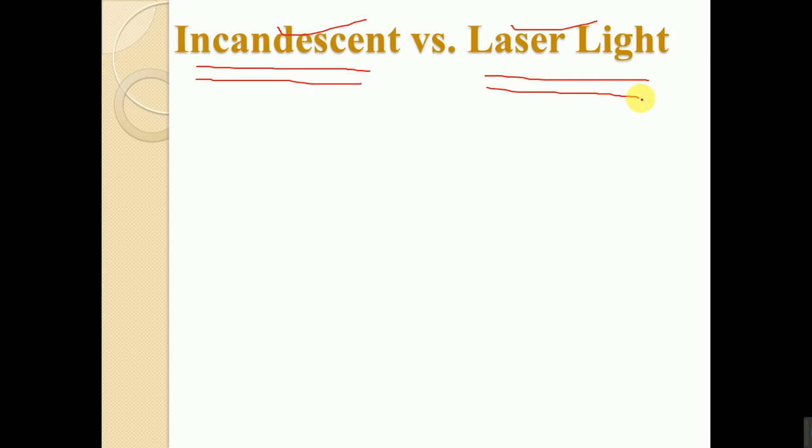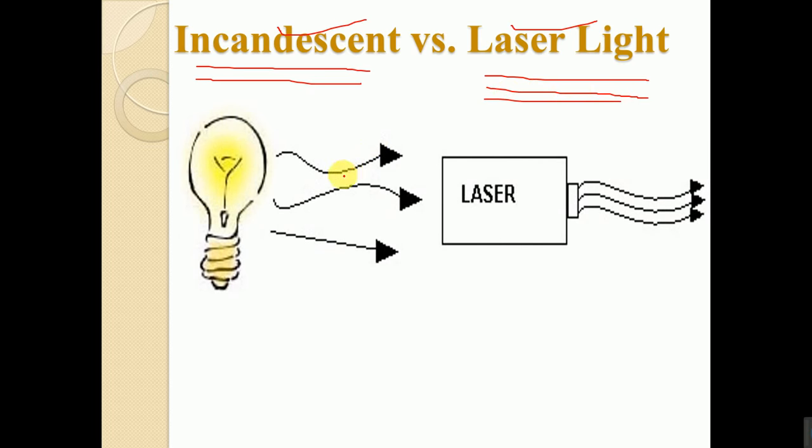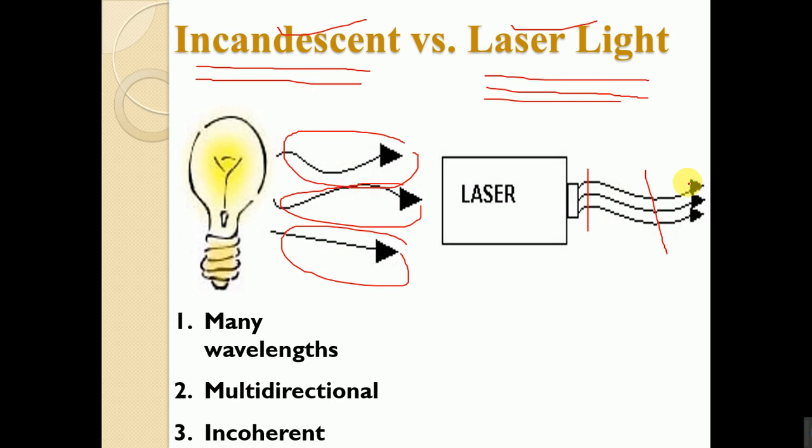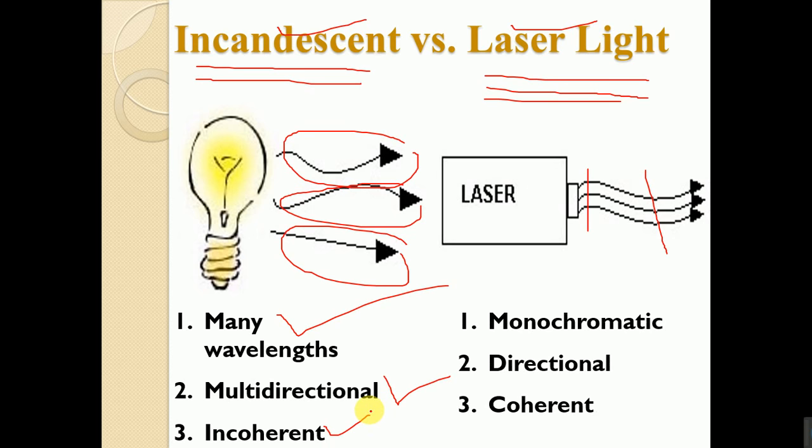The other one, the laser, is totally monochromatic and totally directional. Look at this. This one has this wavelet. This represents different waves, not even directional. But in the laser, all of them are coherent as well as directional. They are not spreading widely, they are going in the same direction. So incandescent light has a large number of wavelengths, is multidirectional and incoherent. Laser light is monochromatic, directional and coherent.